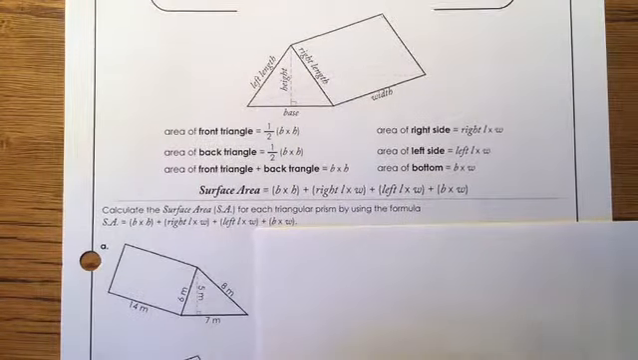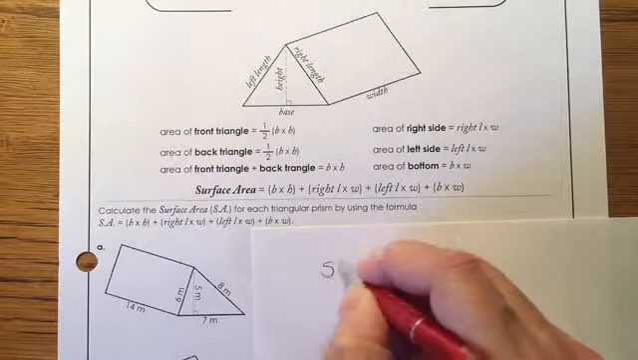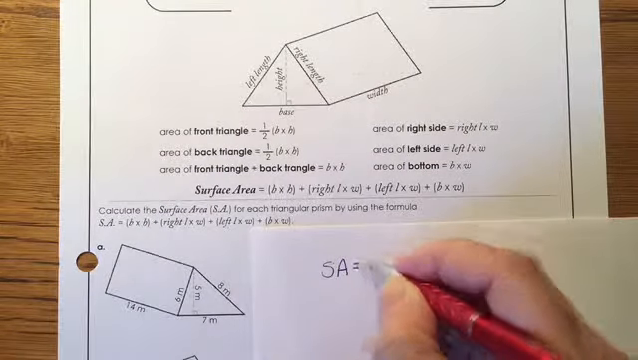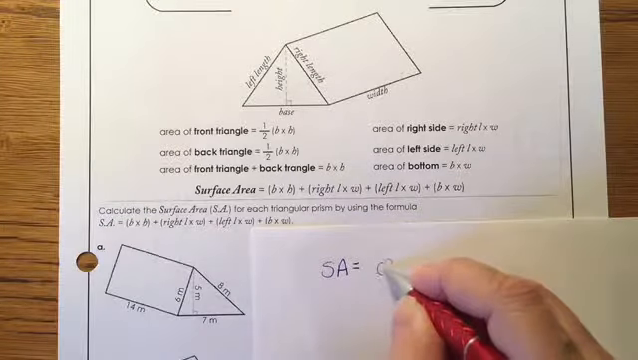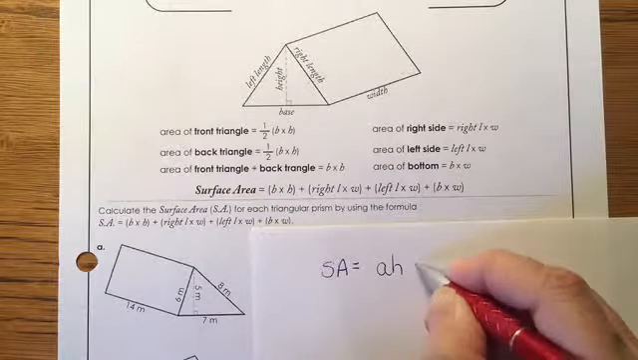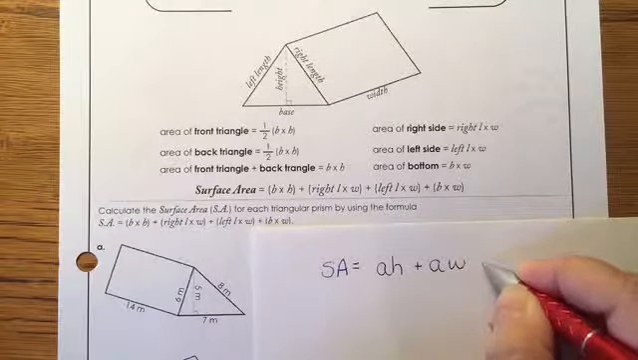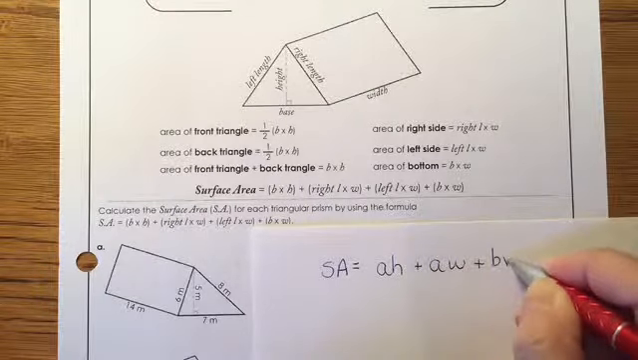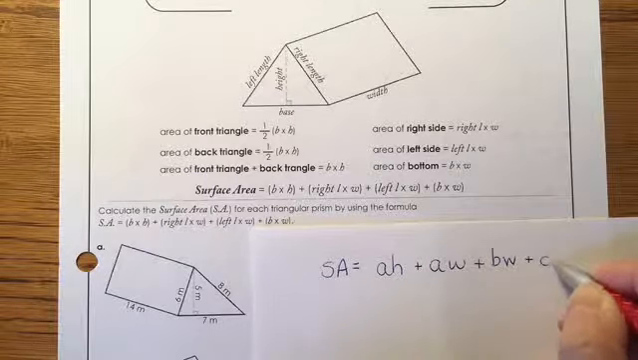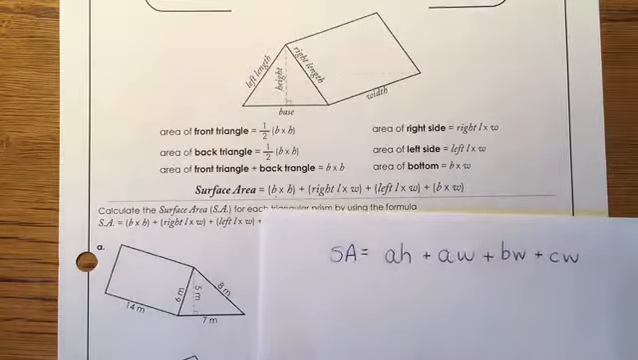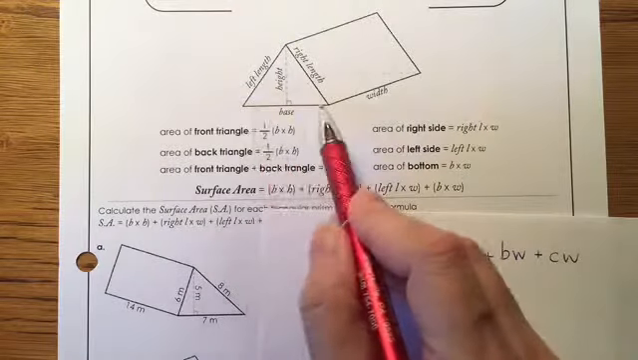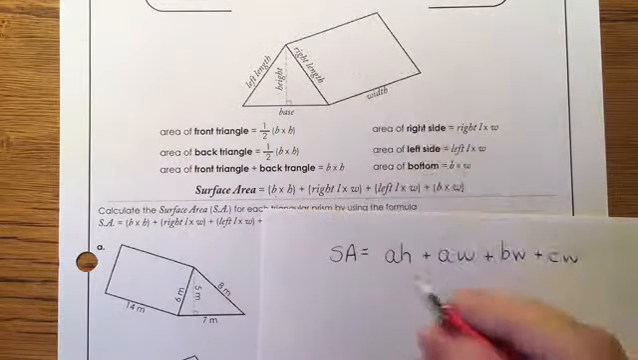So first step is always write your formula. Okay, so SA equals. Now, because the one that you're going to have when you're testing is the one from PSSA, I'm going to use that one. So that was the A times the H plus A times W plus B times W plus C times W. But it really means all the same thing here. So now we're going to take a look at what's what over here in my diagram. So base, which on here is the A.